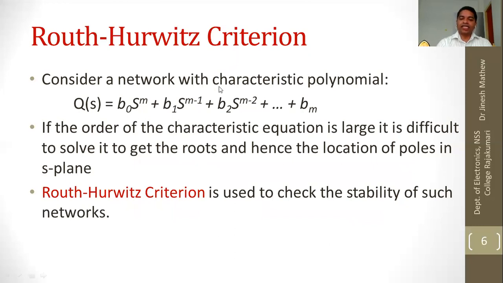Consider a network with a characteristic polynomial Q(s) equal to B0 s raised to m plus B1 s raised to m minus 1 plus B2 s raised to m minus 2, etc., up to Bm. If the order of this characteristic polynomial is large, then it is difficult to solve this equation and get the roots. That means it is difficult to get the location of poles to check the stability of the system. Routh-Hurwitz criterion helps us to find the stability of such a network without solving the characteristic equation.